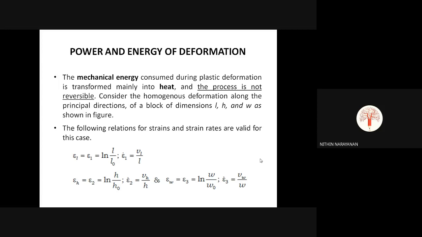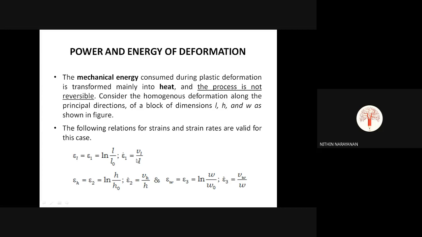So what is change in dimension per unit time? Change in dimension per unit time means it is the velocity. We call it velocity, the distance moved in a particular time in a direction. Okay, or the displacement or the distance traveled per unit time. So we can write this strain rate epsilon 1 dot in the form of V1 by L.